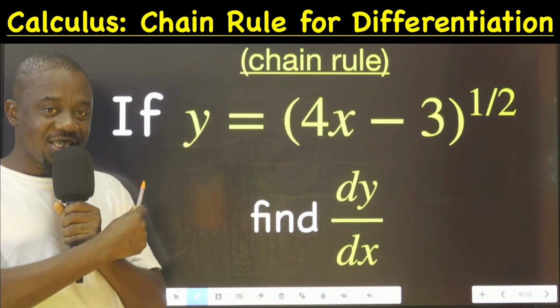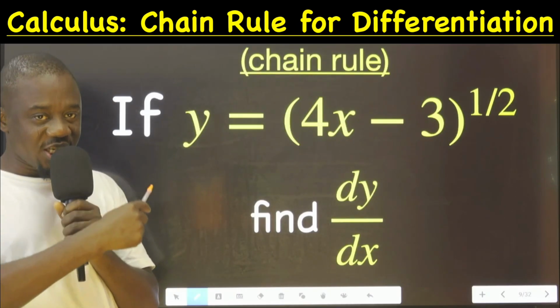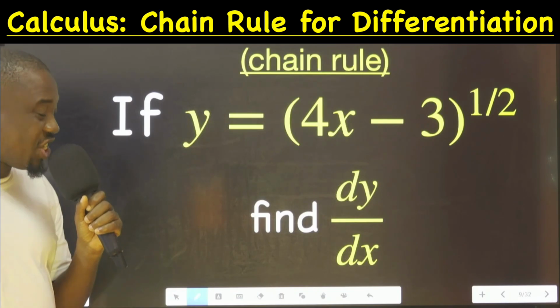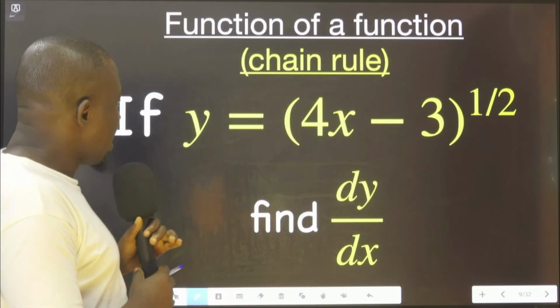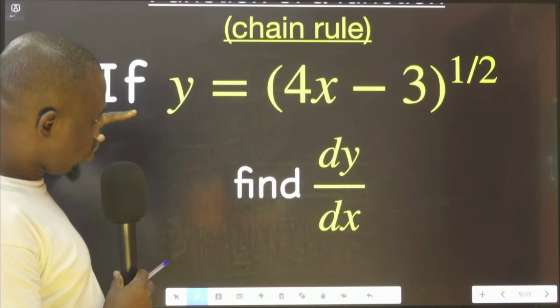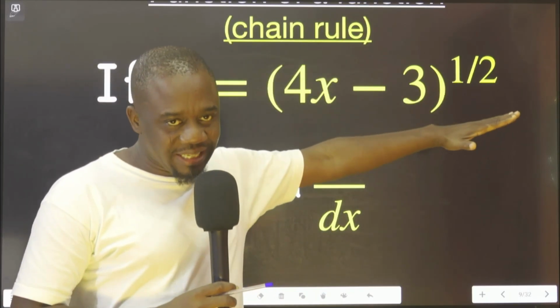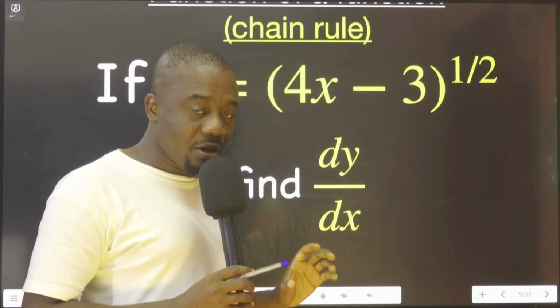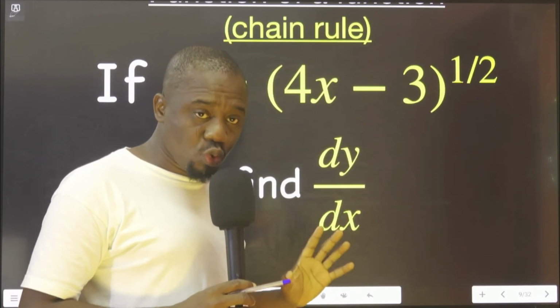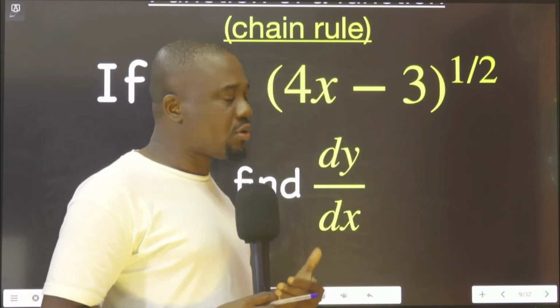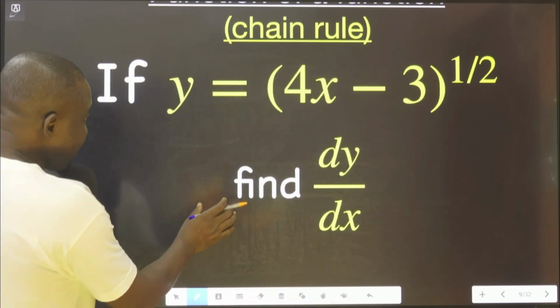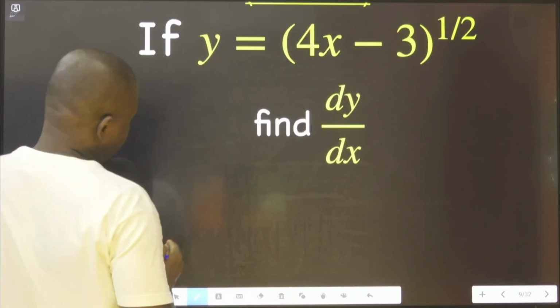Let's look at this. We are asked to differentiate this, okay? We need to use the chain rule. As you can see in this place, to do dy/dx directly, it's going to be very complex. So what we need to do is use function of a function. What is that? This is the equation.